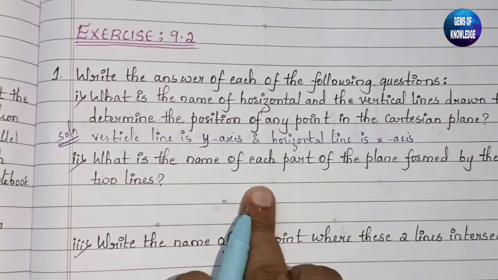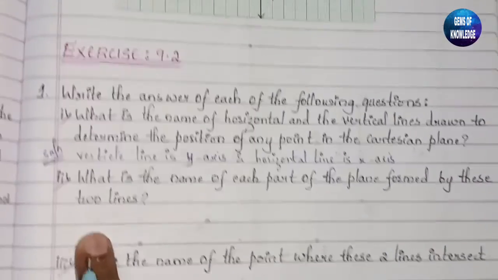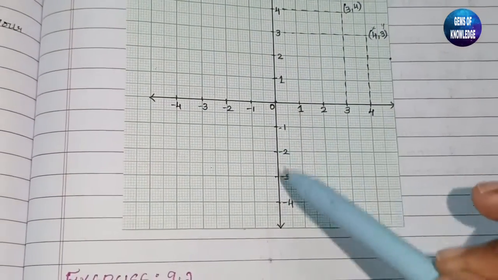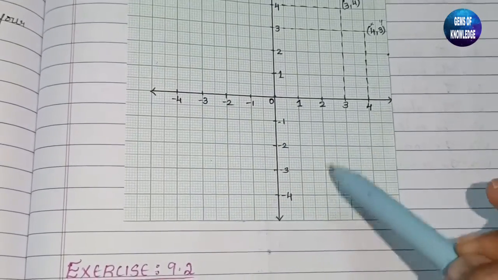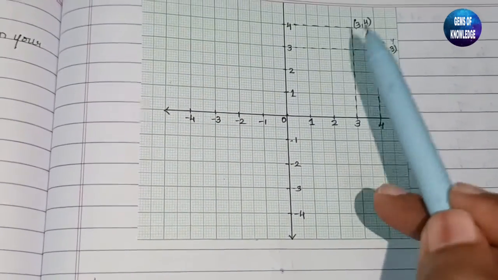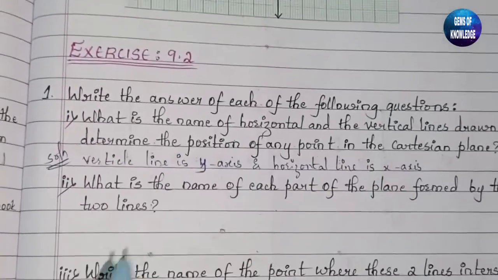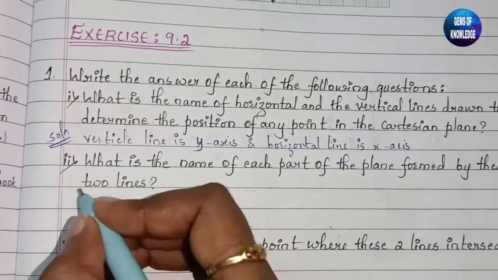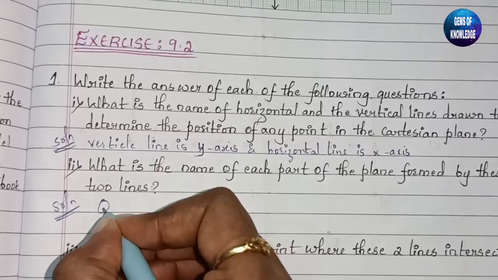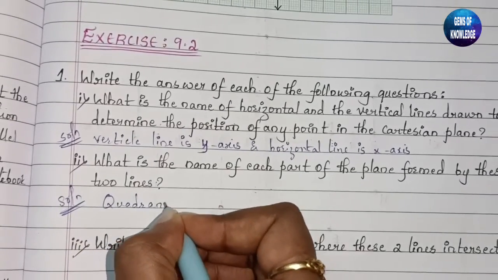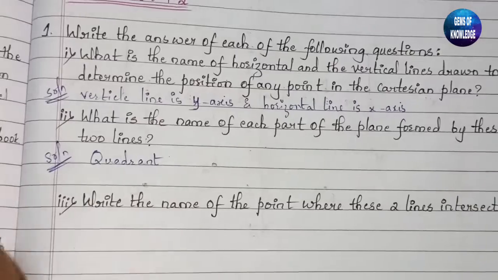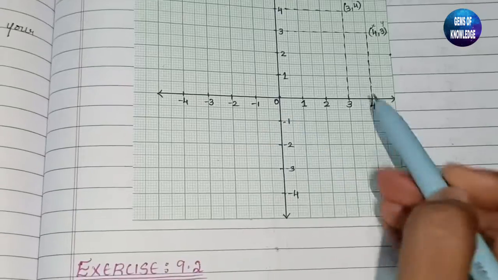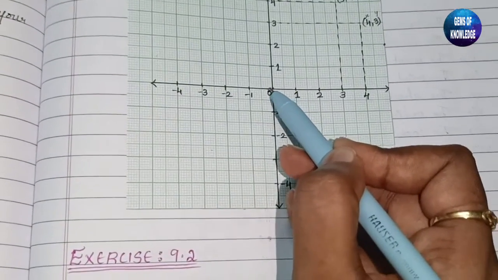What is the name of each part of the plane formed by these two lines? Now you know that these are the two lines, x-axis and y-axis. After they meet at a single point, they divide the plane into 4 different parts. I have told you each part is called a quadrant. Next, write the name of the point where these two lines intersect. You can see these two lines intersect at a point which is known as the origin.